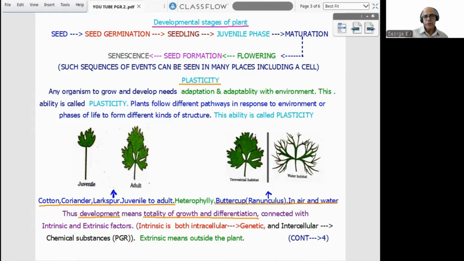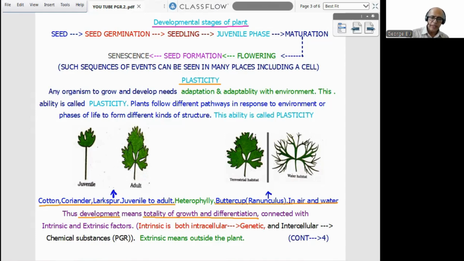So these are the two types. One is due to growth pattern, the other is due to environmental factors. And the presence of two types of leaves within the same plant is called heterophylly. Thus, what is development? Development means the totality of growth and differentiation connected with intrinsic and extrinsic factors.